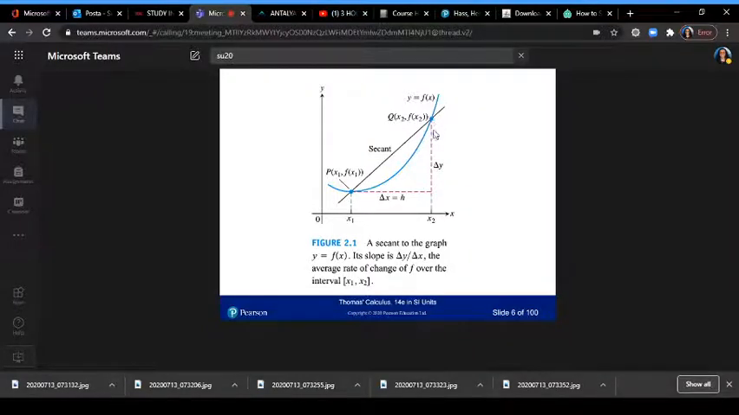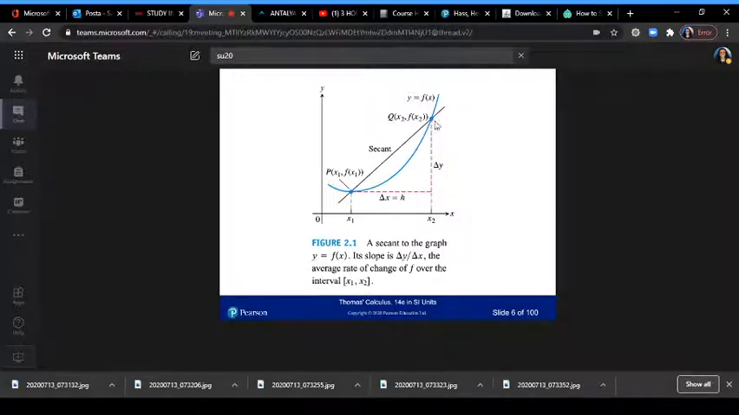Delta y is, okay, so this is the interval that we are interested in, x1 to x2. And we look at the corresponding f of x2 and f of x1. We have delta y here, delta x here. Delta y is f of x2 minus f of x1. Delta x here is x2 minus x1.